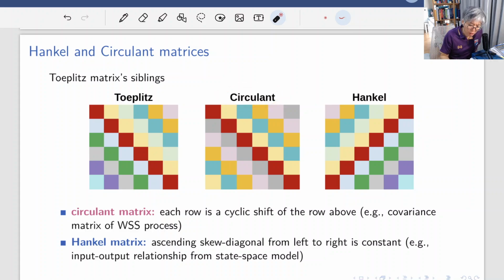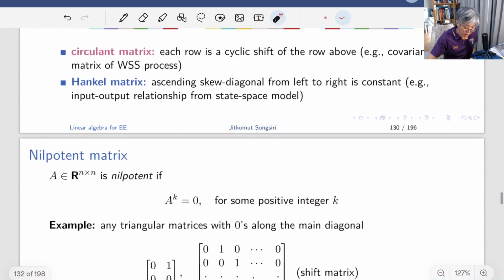A circulant matrix is a matrix where you cyclically shift the row above. For example, this row, you shift the gray one to here and push the other to the right. For the third row, you shift the second row, you shift the pink one here and push the first portion aside. So the Toeplitz structure is also a special kind of circulant property.